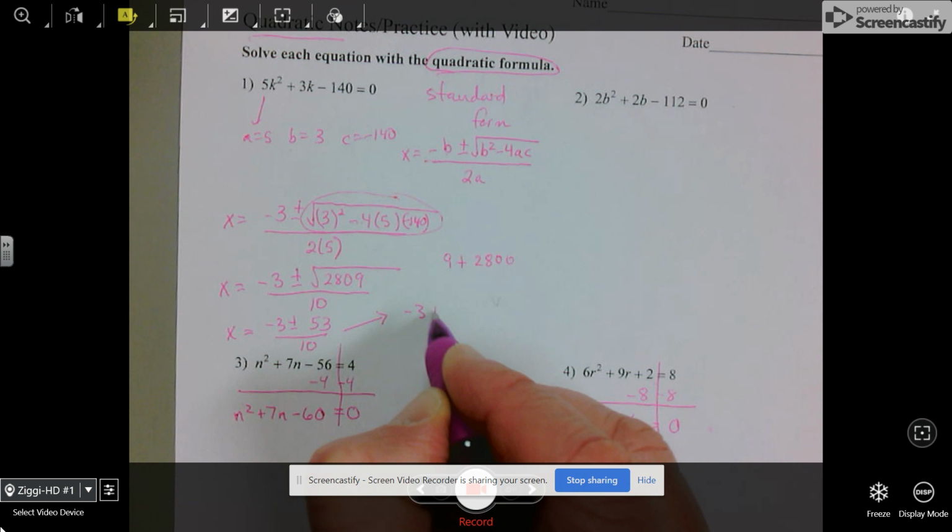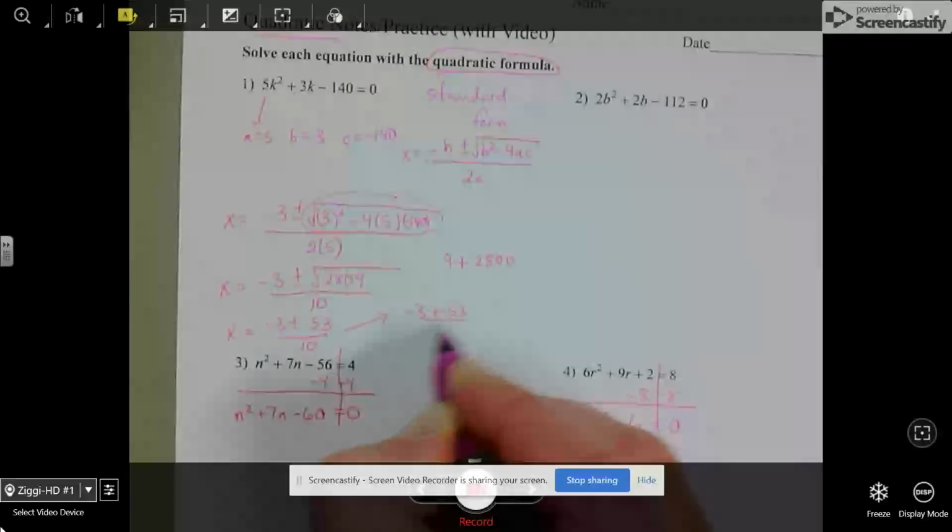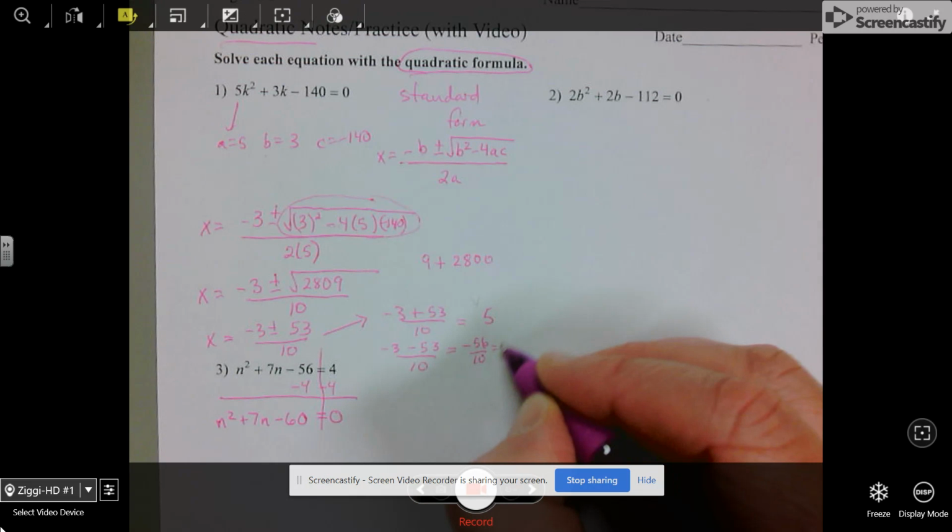So that's 50 over 10. Again, use your calculator, simplify the numerator. And that's negative 56 over 10, which simplifies to negative 28 over 5. You can change it to a decimal either way. But there's two solutions. Okay?